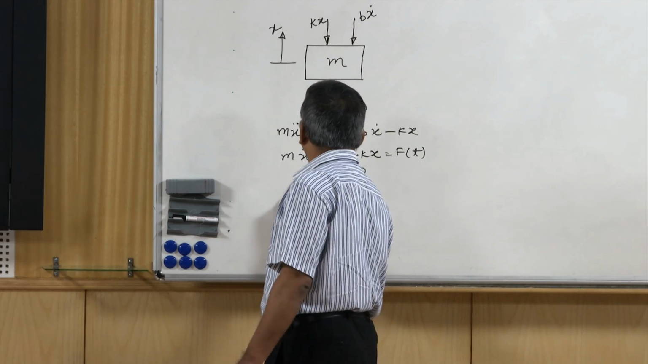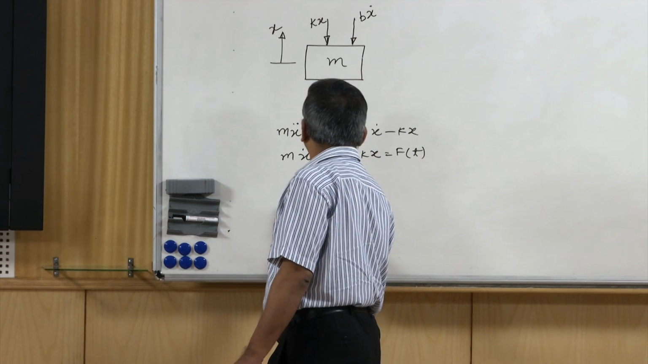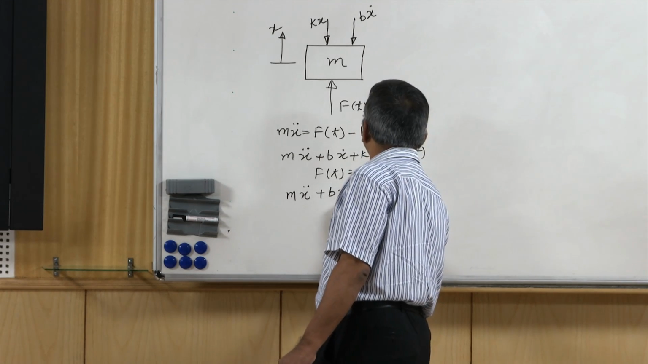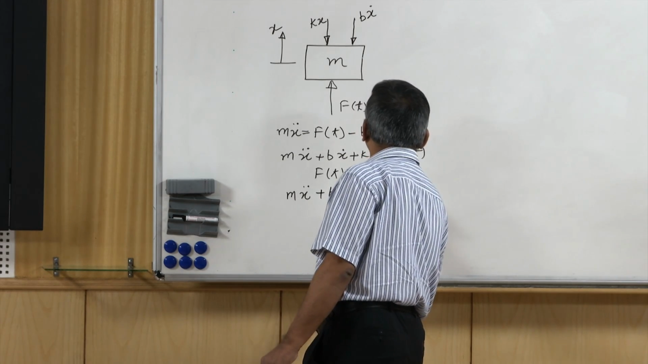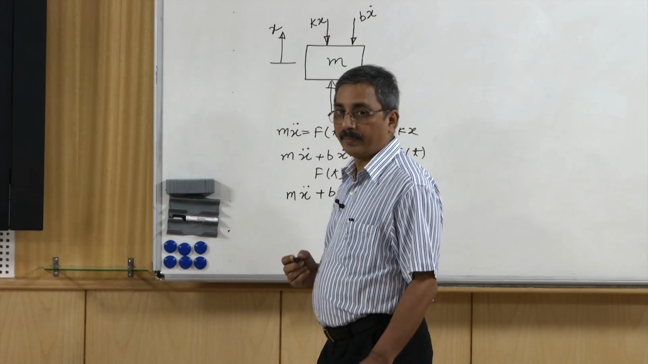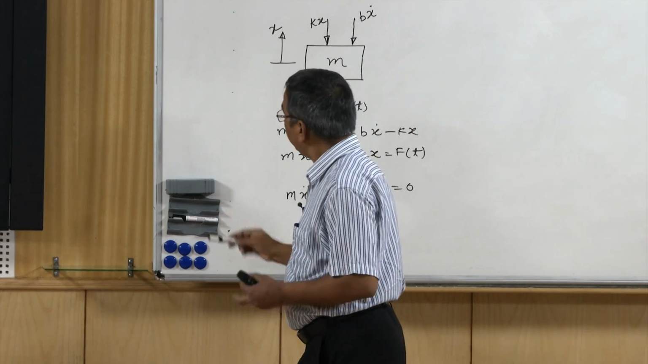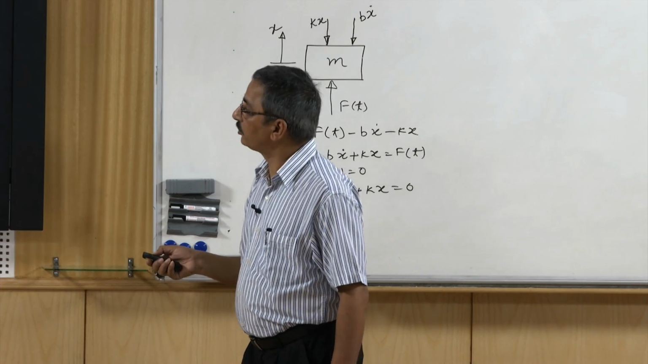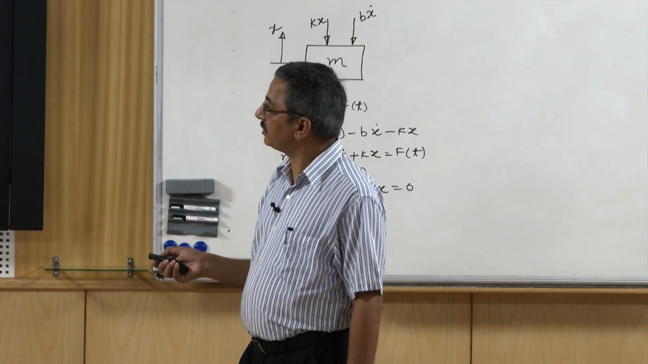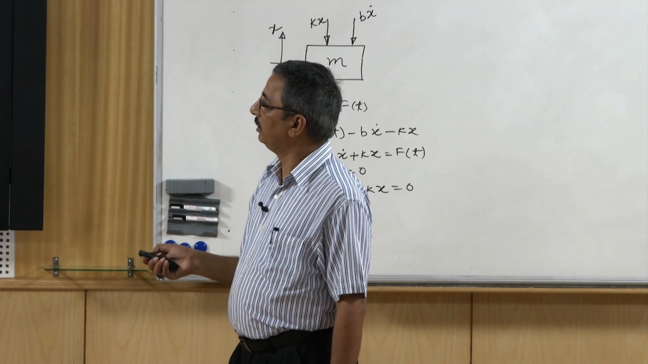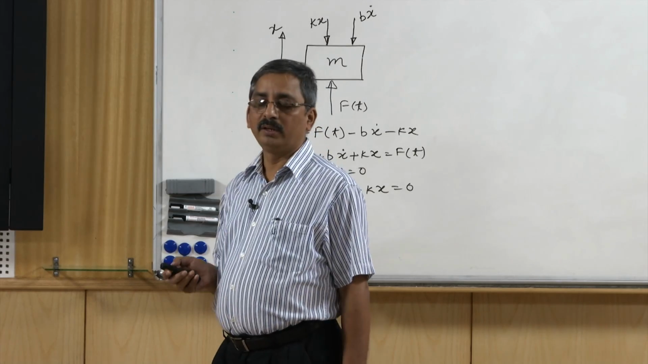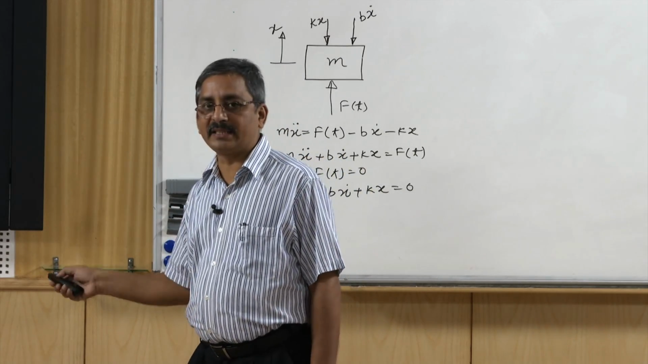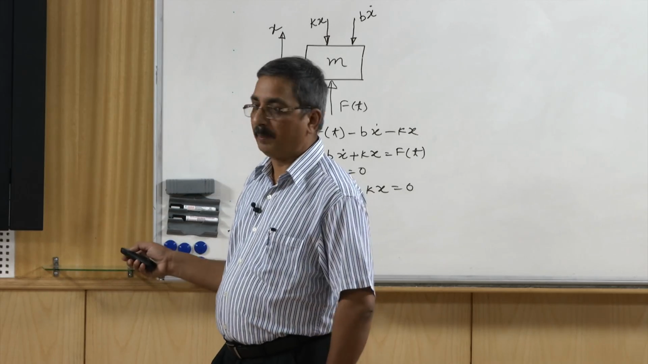So, what I will get is m x double dot plus b x dot plus k x is equal to 0. This is the same equation which has been shown in the slide. Remember, my aim here is to simulate this system using Matlab.